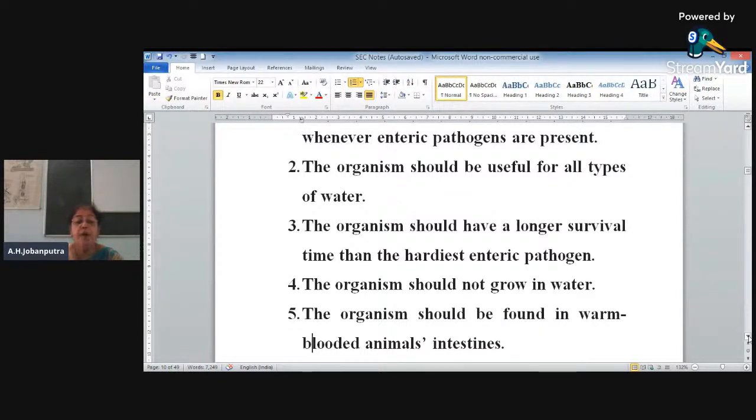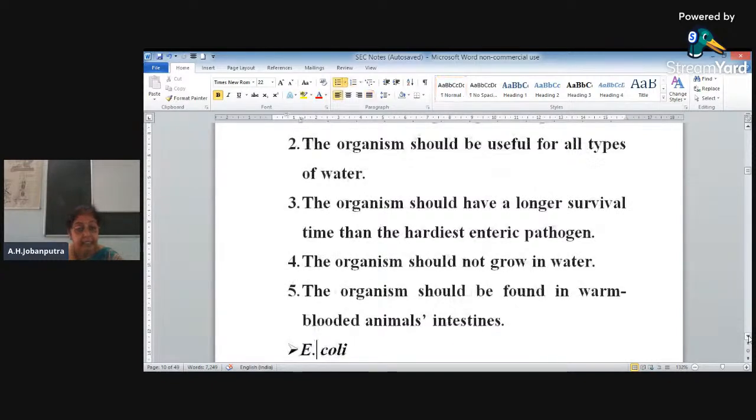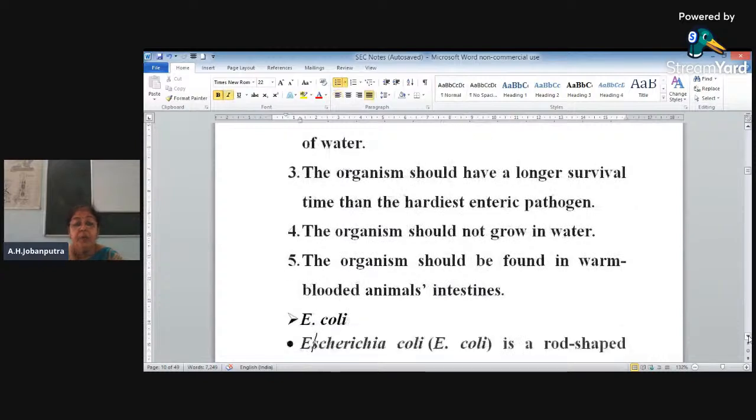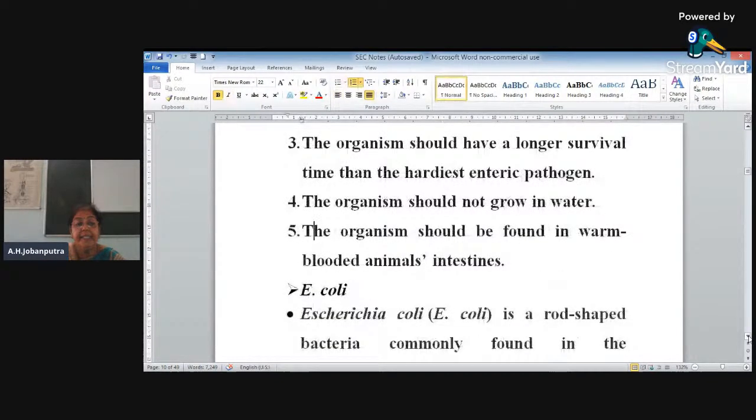Then it should be found in warm-blooded animals, intestines of warm-blooded animals like human beings, other mammals. This organism should be found in their intestine. So E. coli is the best indicator organism.